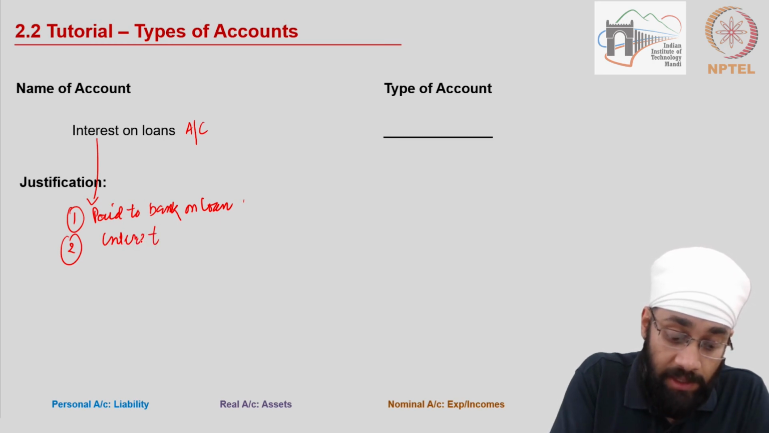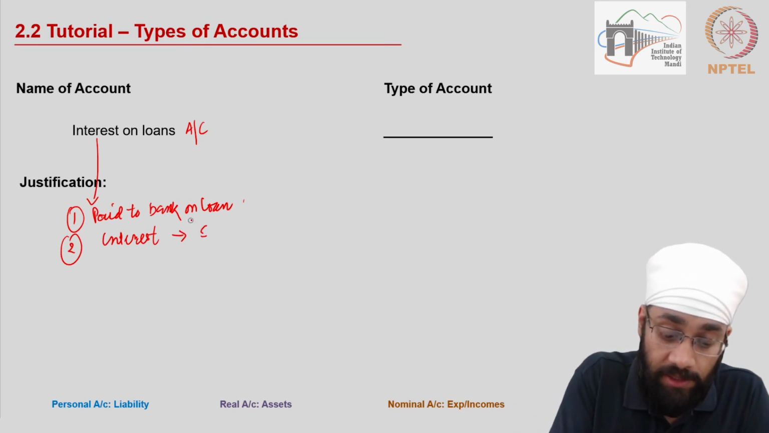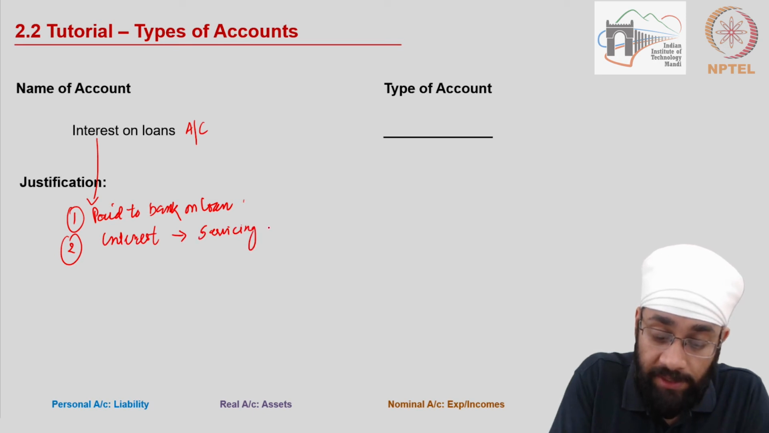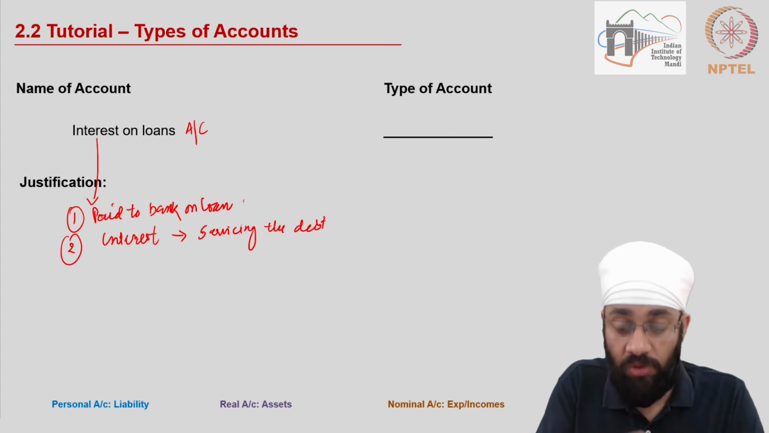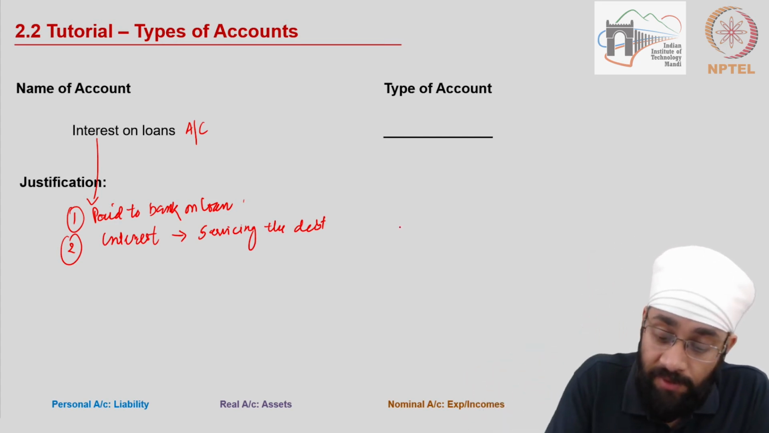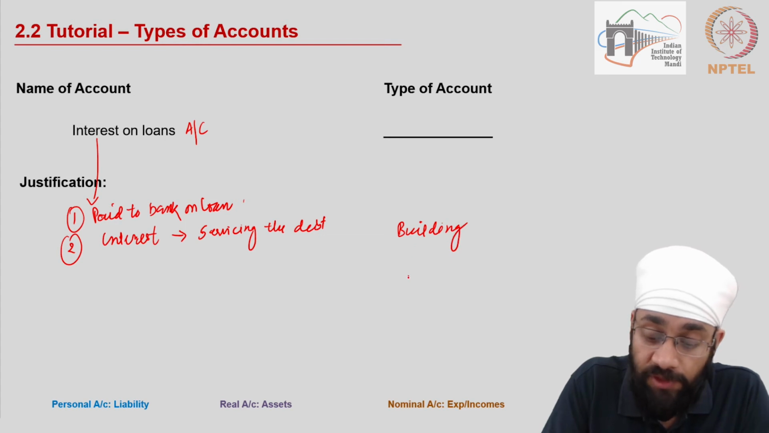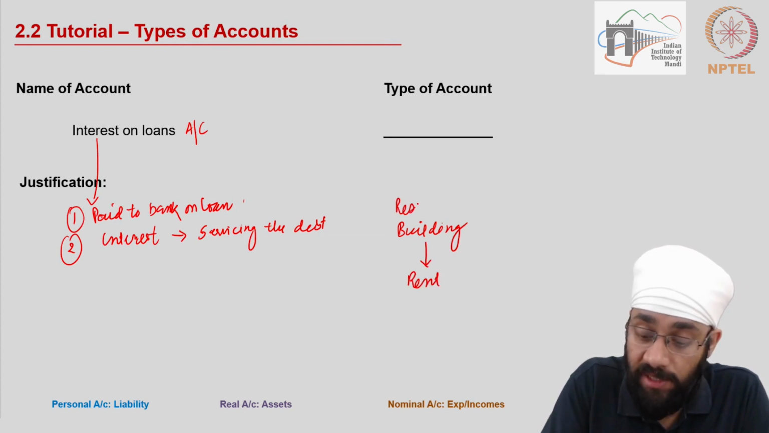by paying interest, what you are doing essentially is servicing the debt. When I say servicing the debt, I mean you have to pay rent on the loan that you have taken. So consider this. You take a building on rent. You take a building for office use and you pay rent on it. What is a building? A building is essentially a resource.